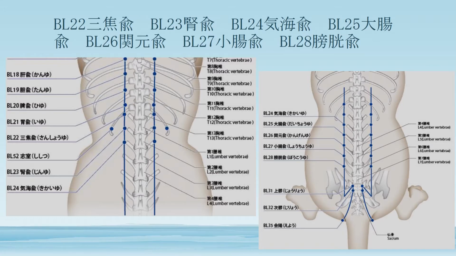Next is the sacral vertebral region. On the first sacral foramen, there is BL31. On the second sacral foramen, there is BL32. And on the hip region, on both sides at the base of the tail, there is BL35.